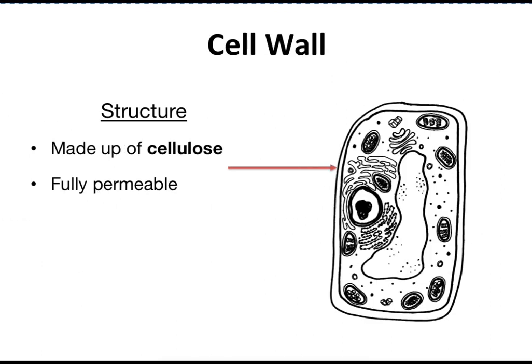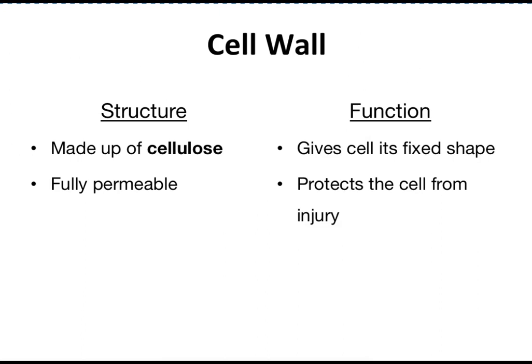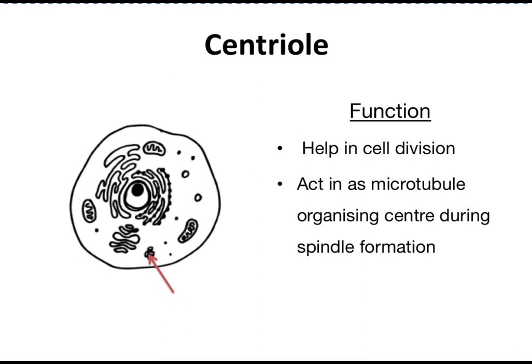Cell wall. Cell walls are only found in plant cells. It's made up of cellulose, and it's fully permeable. The cell wall surrounds the cell surface membrane and encloses the entire plant cell. The function of the cell wall is that it gives the plant cell its fixed shape and protects the cell from injury. Centriole. Centrioles are only found in animal cells. They help the animal cell divide and act as a microtubule organizing center during spindle formation. Centrioles will be covered in greater detail in a later chapter called cell division.